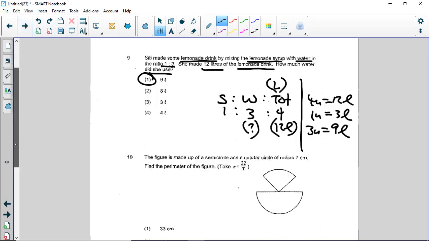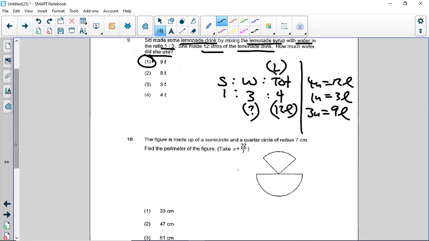Okay, question 10. The figure is made of a semicircle and a quarter circle of radius 7 cm. So what's the perimeter of the figure? Perimeter means you have to add all the lines that you see. Let's find the circumference of this semicircle. And what's the radius of this semicircle, which is 7, right? 7. And there's a 7 here also.